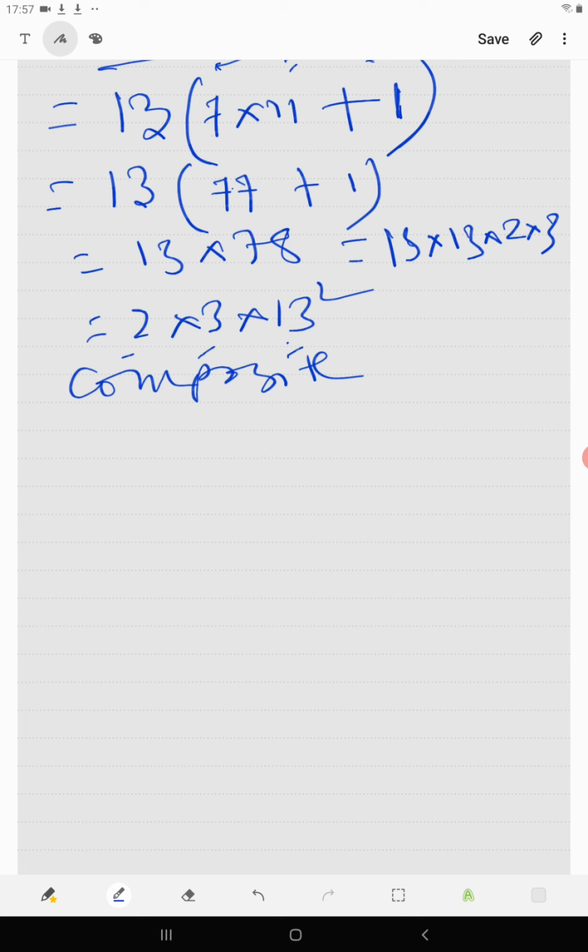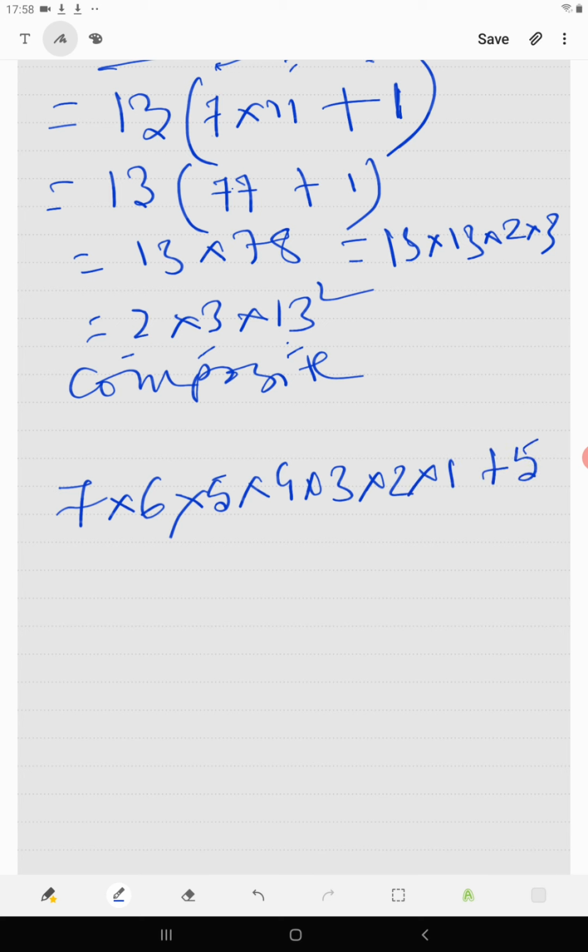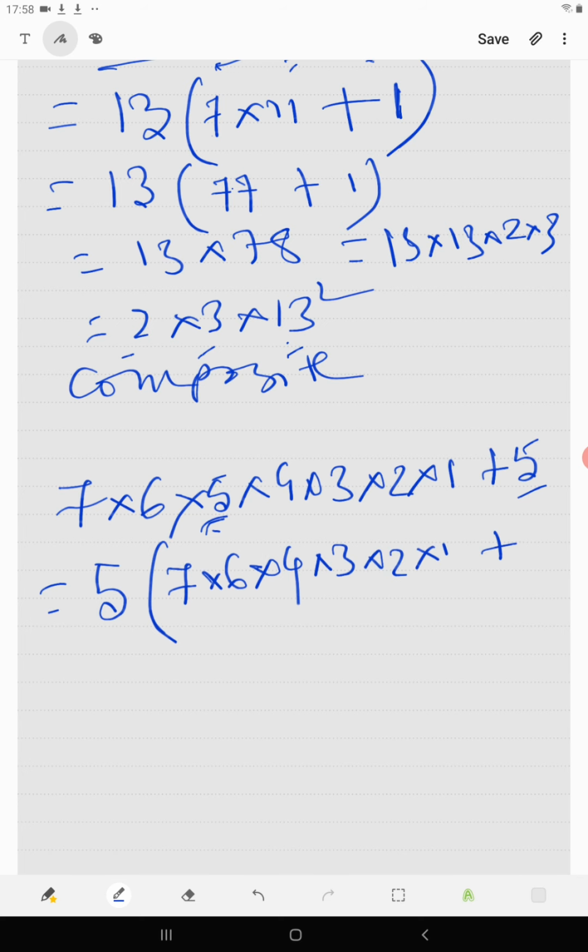So we have 7 into 6 into 5 into 4 into 3 into 2 into 1 plus 5. Okay, so we have the second expression as 7 into 6 into 5 into 4 into 3 into 2 into 1 plus 5. This is my second expression. See over here we have 5 common, so I'll take 5 common and I can write it as 7 into 6 into 4. Since 5 is common, this 5 will not come. 4 into 3 into 2 into 1 plus 1.